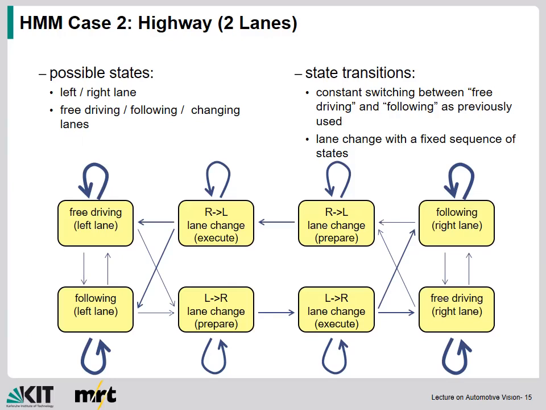So here I took the transition model from the one-lane highway example and put it in for the free driving to following transitions on the left lane as well as on the right lane. And then I added some transitions that start at the following or free driving states and go over the preparation states, lane change preparation states, to the lane change execution states, and then to the free driving or following states on the other lane.